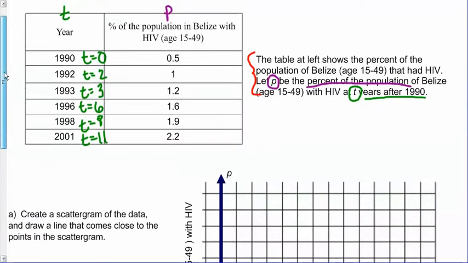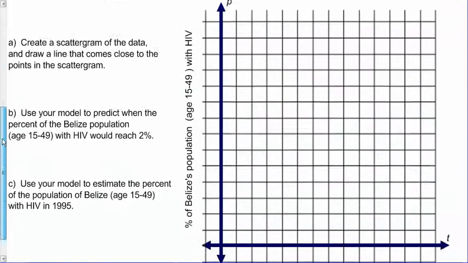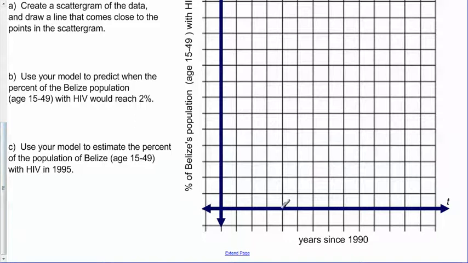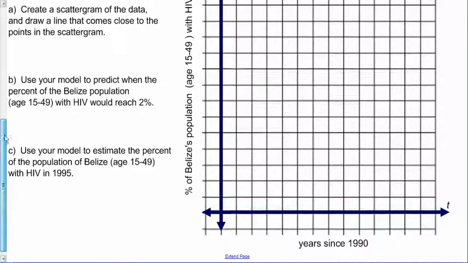And then the independent variable here is T, years after 1990. That's what we've put along the independent variable axis, the horizontal axis. There's my T variable there, and years since 1990. So I've got my coordinate system all set up. The last thing I need to do before I can start plotting points is figure out a scale to use. So let's start with the years and then we'll deal with the percent of the population.